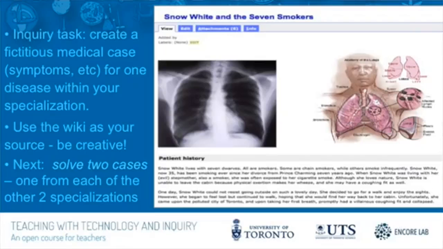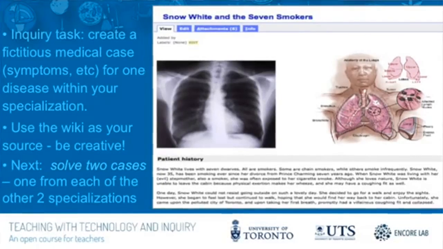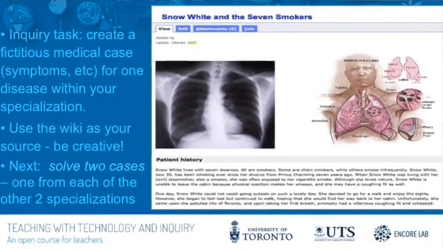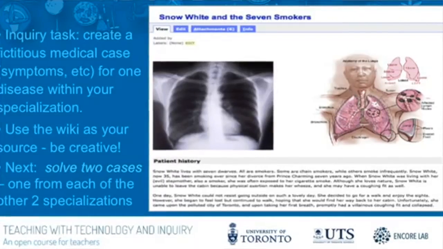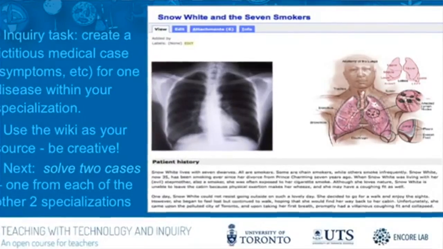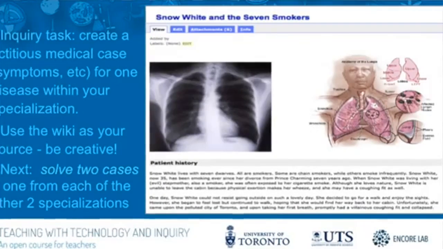These are cases, we told them to be creative. Here you see Snow White and the 7 Smokers is one, and they don't tell them what disease this is, but talk about the symptoms, talk about some of the connections or lifestyle behaviors that the afflicted person in this case had. So that was an inquiry task in itself, and students really enjoyed making these cases.